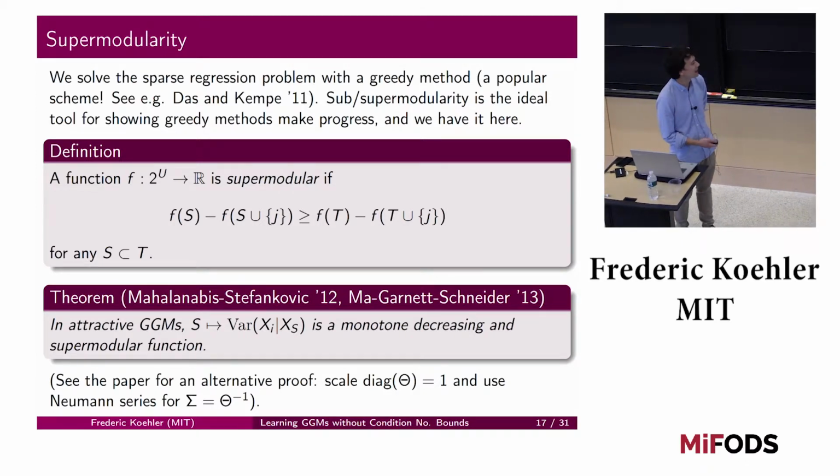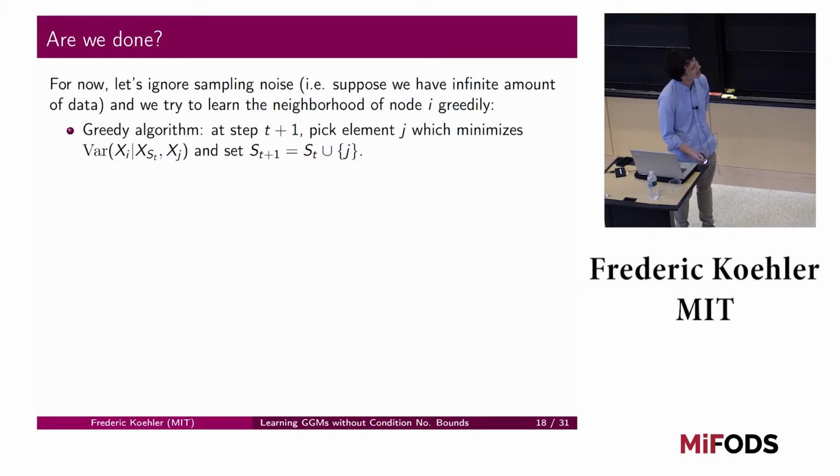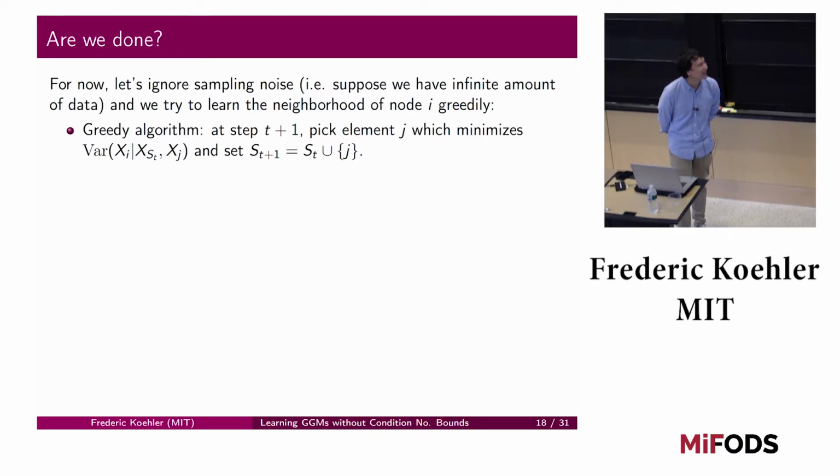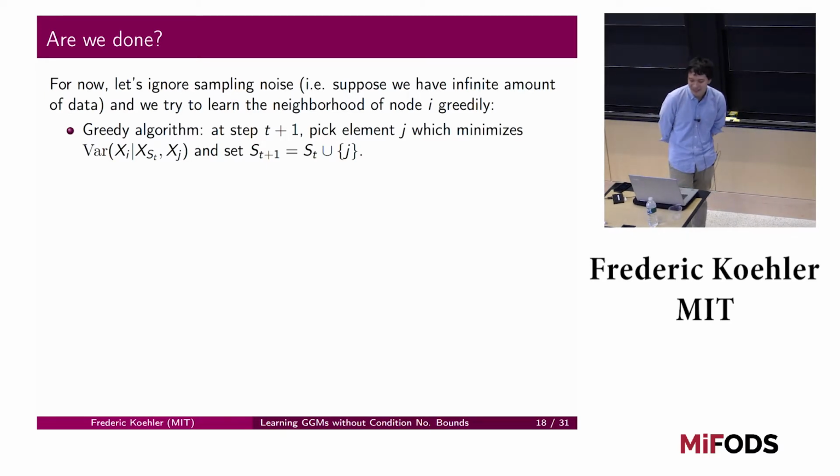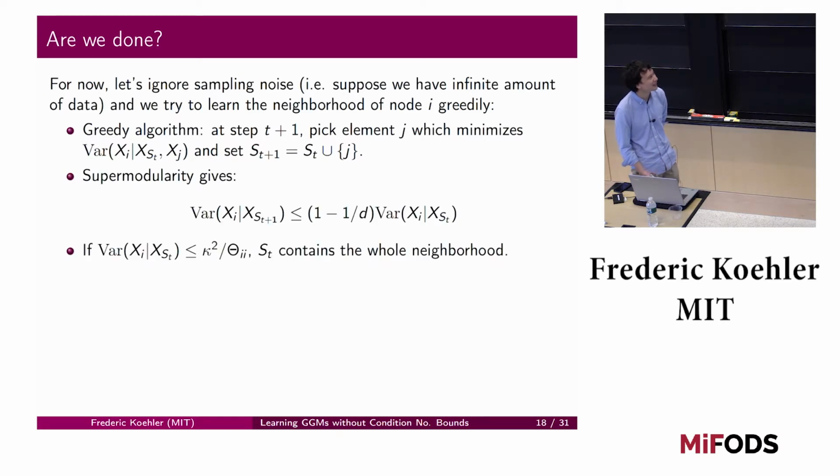Okay, so anyway, we have this supermodularity, so let's start analyzing the greedy algorithm. This is kind of standard. For now, we don't want to analyze what happens because of all the sampling noise, because that's a bit complicated. So suppose I have an infinite amount of data, and I just want to prove greedy is going to successfully learn a superset of the neighborhood. My greedy algorithm is, at every step, I pick the element j which is going to decrease my conditional variance as much as possible, and I add that to my set. And I just keep doing that step after step.